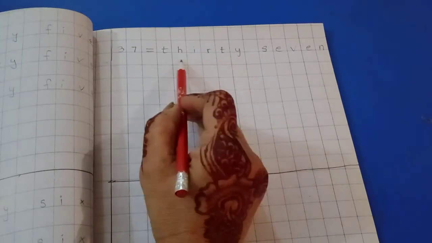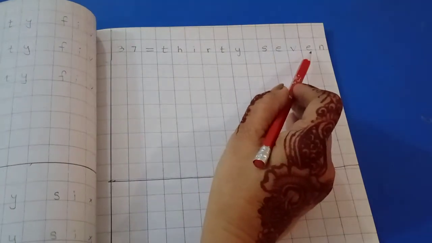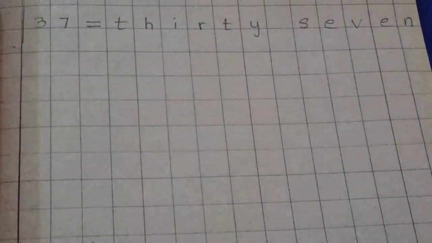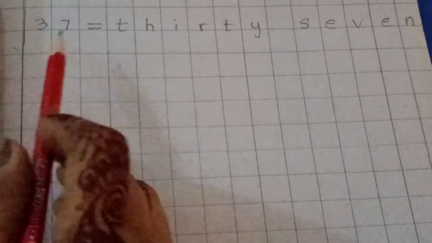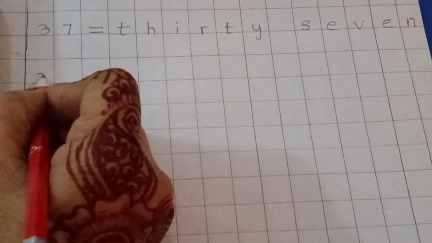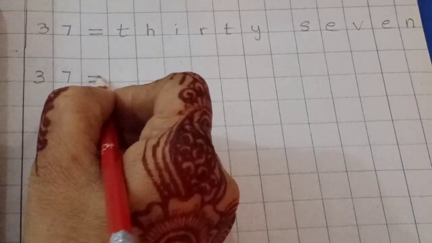Now read this spelling. THIRTY. 30. SEVEN. Now children, you will leave one line, then write it again. 37. Here you will write the sign of is equals to.